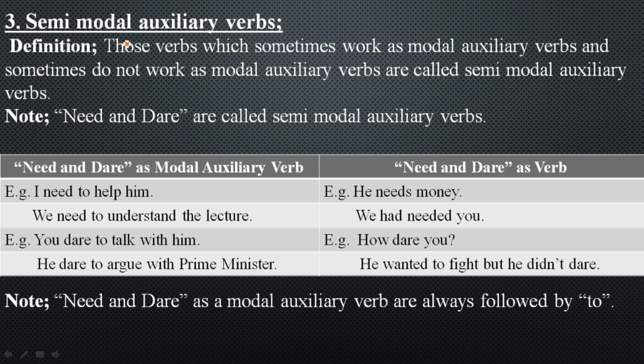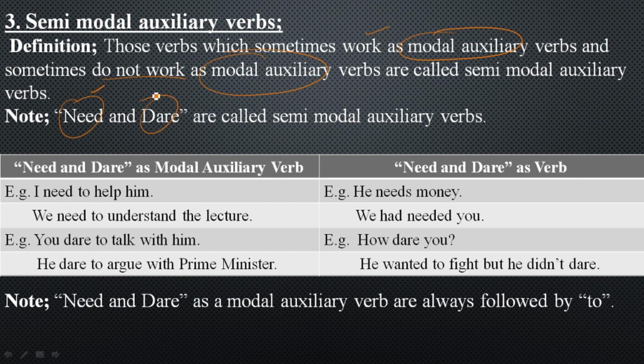The definition of semi-modal auxiliary verbs: those verbs which sometimes work as modal auxiliary verbs and sometimes do not work as modal auxiliary verbs are called semi-modal auxiliary verbs. Note for the semi-modal auxiliary verbs: need and dare are called the semi-modal auxiliary verbs.